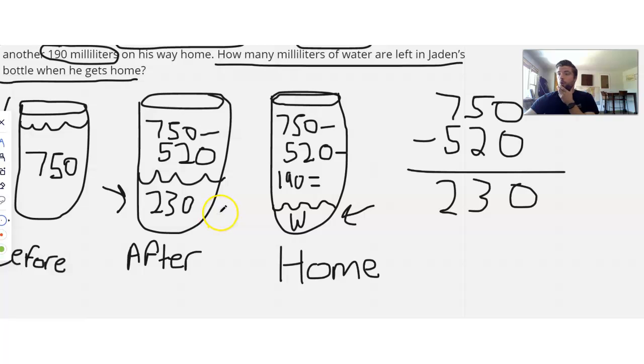But then he drinks 190 milliliters more. So we've got to subtract even more off of this number. So now we're going to take that 230 and we're going to subtract 190 from it. And that's going to be our final answer.